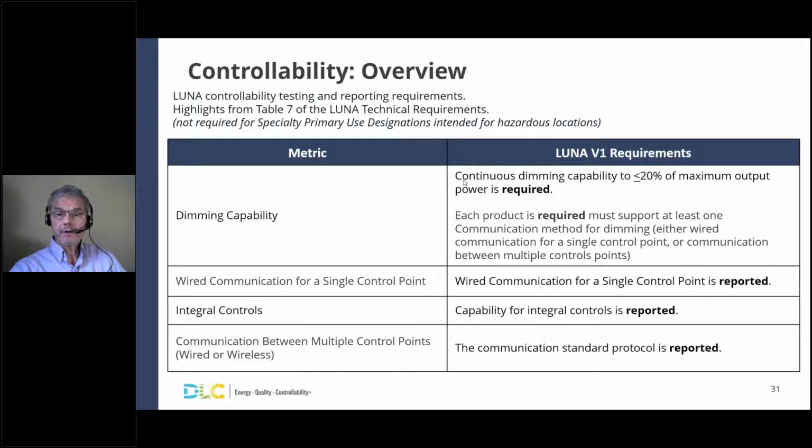Every LUNA qualified product must identify its communication method. The second row, wired communication for a single control point, is also known as the dimming standard between the driver and controller. In other words, how is a single control point, such as a single luminaire or a single circuit with all lights at the same dimming level, wired? How is it wired for dimming control? The bottom two rows add some additional reported capabilities that we'll get into shortly. Also, while LUNA includes some hazardous primary use designations, these are exempted from controllability requirements since dimming is rarely available in a hazardous application. Next.